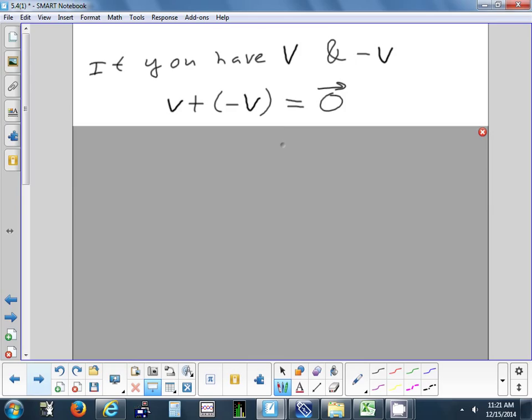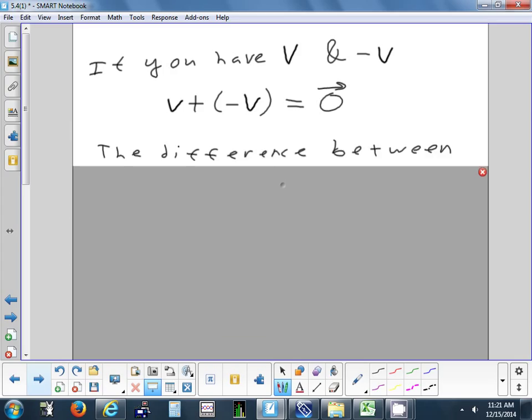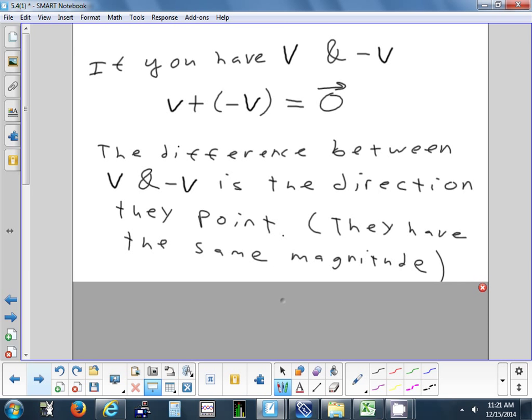So we talked a little bit about this earlier. This is written more as an equation rather than a picture. But if you take a vector and the opposite of that vector, you get the zero vector. What would be the difference between V and negative V? Direction. That's it. Direction is opposite. How about magnitude? Same. Yep, magnitude is the same. So direction is opposite. Magnitude is the same.